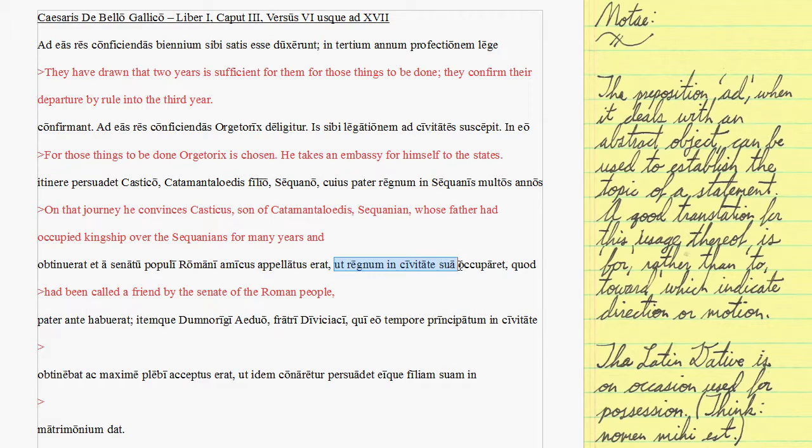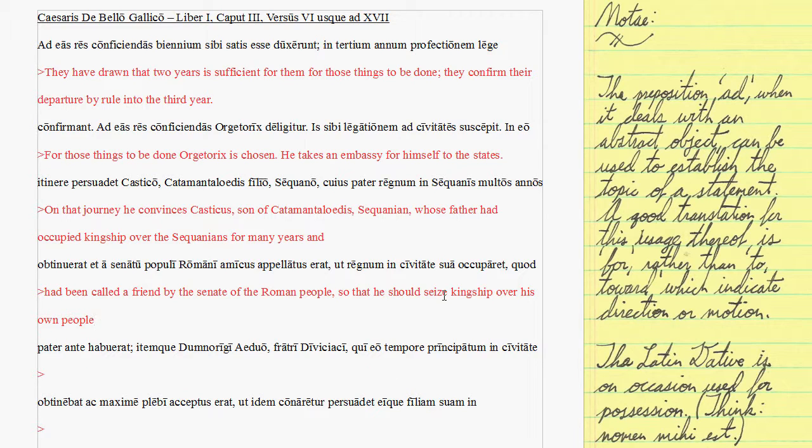And then we have a purpose clause right here. Note that subjunctive imperfect. So that, and we have regnum. It could be the subject, but we've been talking about people holding kingship and holding reign over people. So we're going to go ahead and assume that's the accusative or direct object again. And we have yet another usage of in as kind of an over notion, over his own state, so that he should hold or seize kingship over his own people.